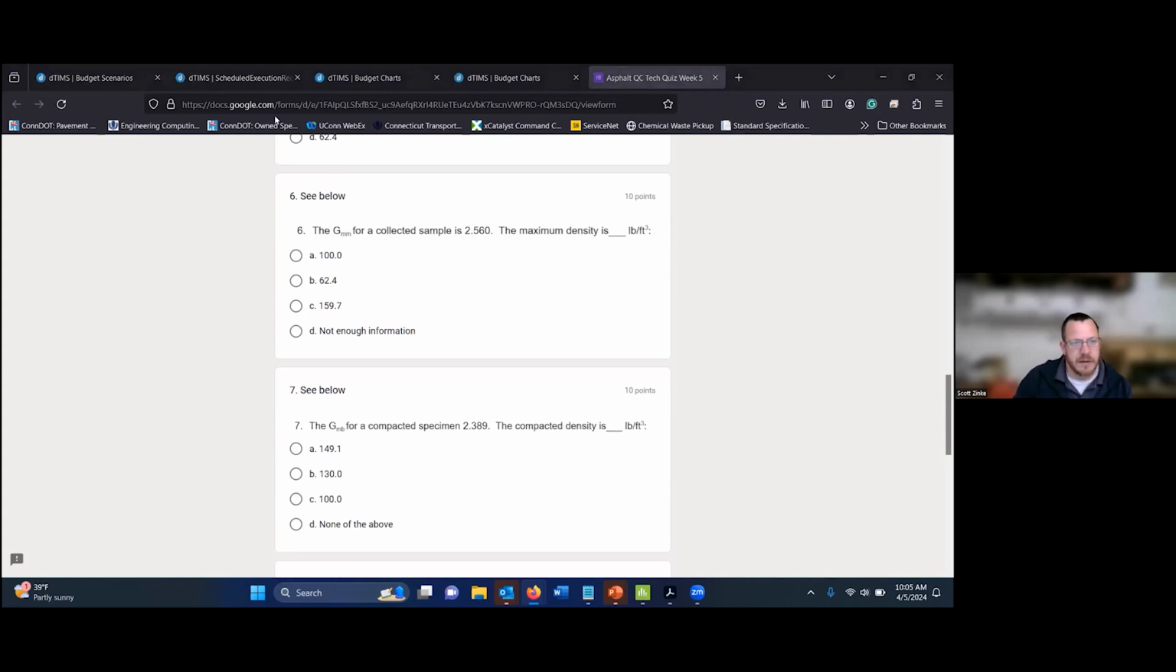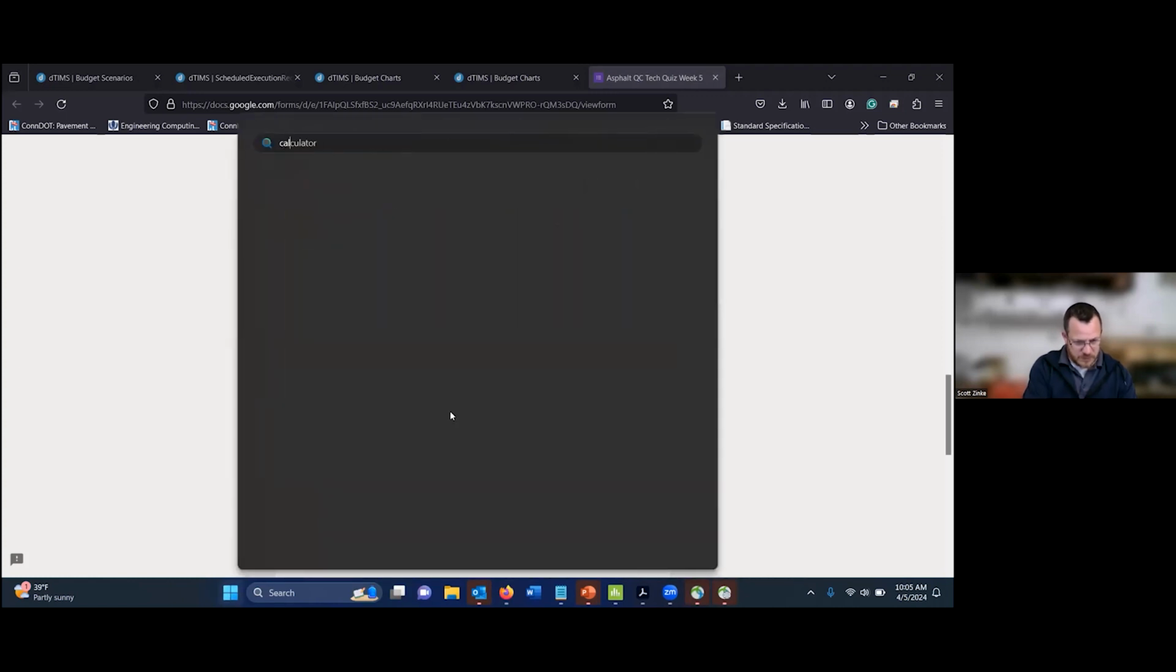Let's see. Number six, the GMM for a collected sample is 2.560. So the density is how many pounds per cubic foot? So I'm going to take a second here and actually calculate it. I think I know the answer, but I don't want to be incorrect here. Stand by.